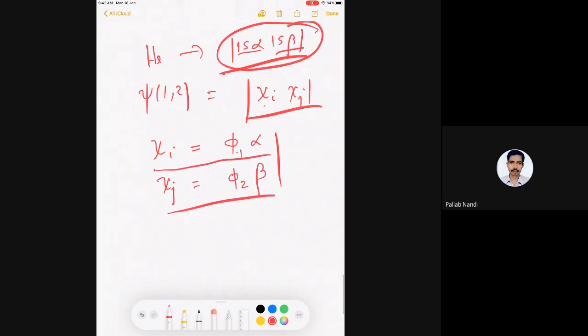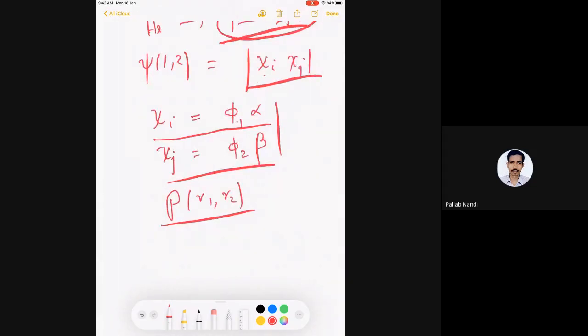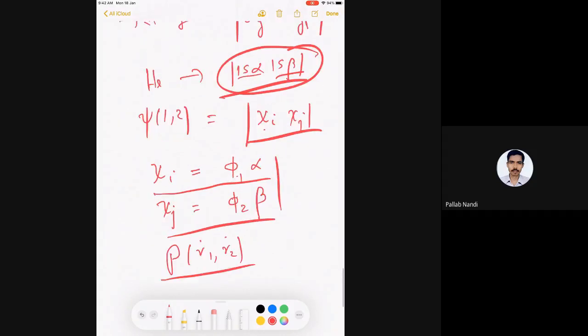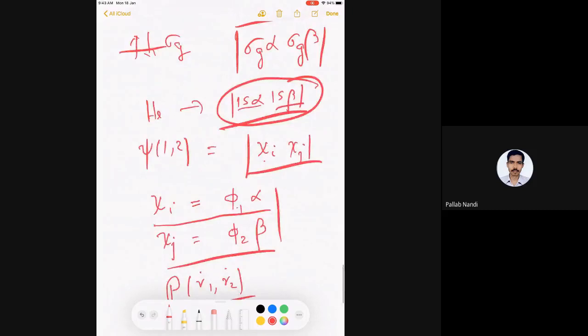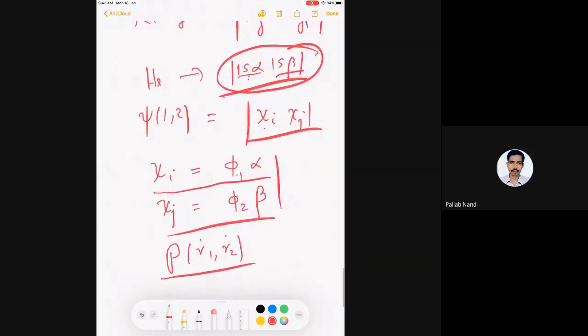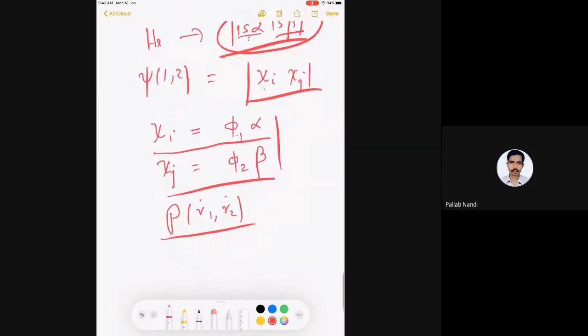So let me now see what happens to the probability density of finding the two electrons at spatial coordinates R1 and R2. Because remember, when I'm writing this determinant, the coordinates are now no longer spatial, they are R omega. So can I do R1, R2, which are basically the two electron coordinates, when one of the spin orbitals is phi 1 alpha, another spin orbital is phi 2 beta.